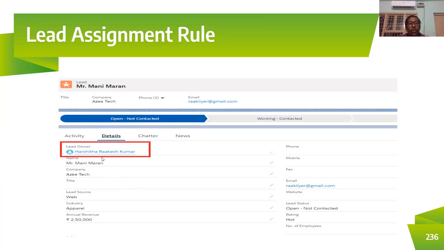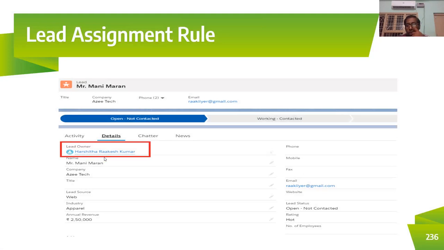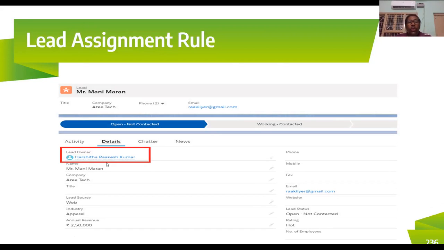On the detail page, the lead is created. The current user is going to be the lead owner. We cannot decide on it. It is going to decide. The lead assignment tool will decide who is going to be the owner for this lead record.